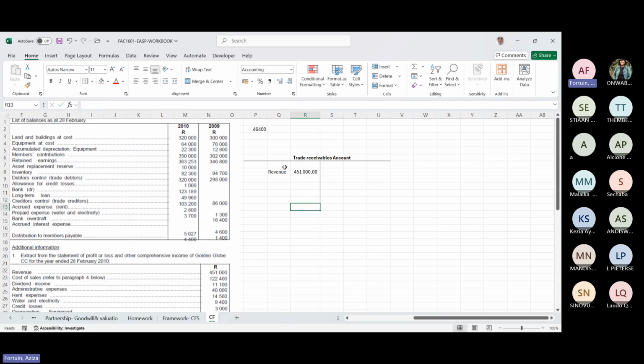Right? There was a balance brought down. Debtors control, just remember debtors control is trade receivables, eh? So the opening balance was 298,000. Everybody see it? The 298,000. And the closing balance was 320,000.